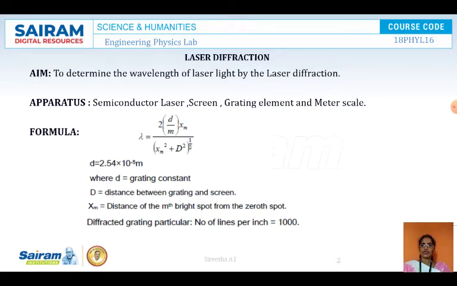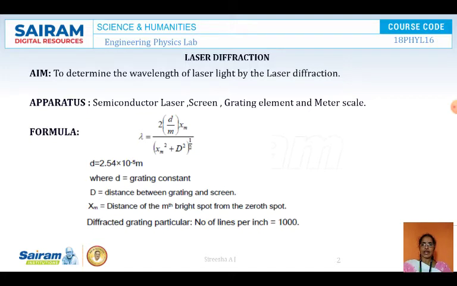Before starting with laser diffraction, what exactly is diffraction? The splitting of light near an obstacle is called diffraction. To have the diffraction pattern, the light used should be a highly coherent and monochromatic source of light. Here we know that laser light is highly coherent and highly monochromatic. So here the laser source is nothing but a semiconductor laser.